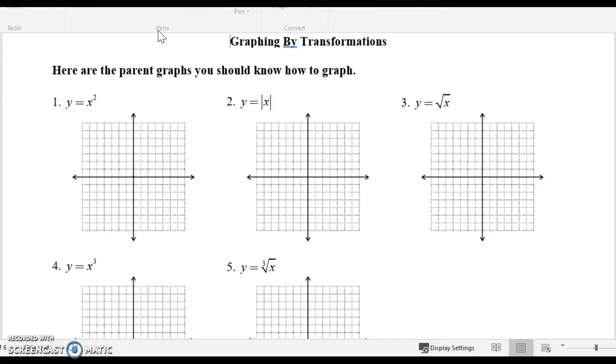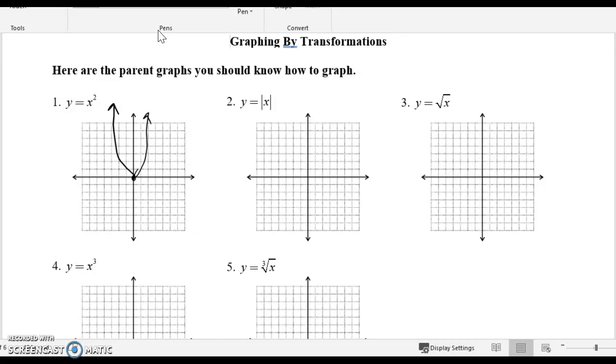Parent graph of x squared, it is a parabola. And it kind of looks like this, and like this. So that's a parabola. It's not a great sketch. I'm trying my best here on the Wacom board.